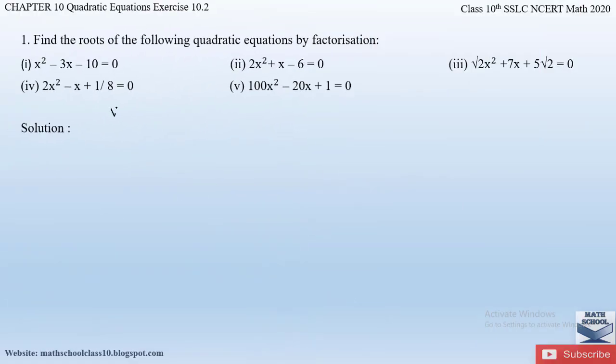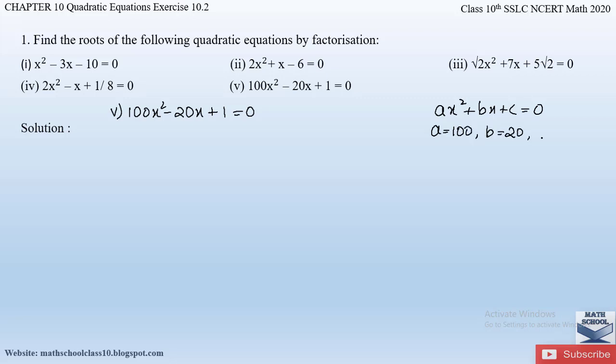Now let us solve the last part, that is the fifth part of question number 1, which is 100x square minus 20x plus 1 is equal to 0. So again let us write down the standard form of the quadratic equation, that is ax square plus bx plus c is equal to 0. So what is the coefficient of x square here in the given equation? That is a is equal to 100, b is 20 and c is equal to 1.